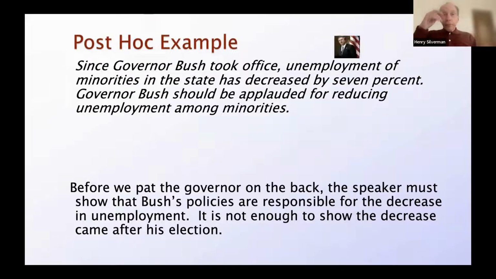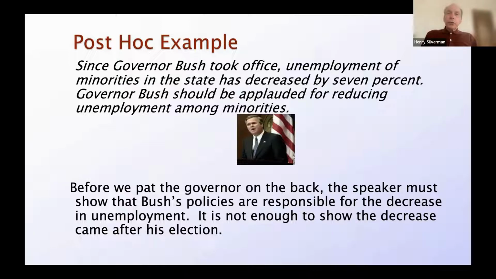So, for example, when Governor Bush took office, unemployment of minorities in his state decreased by 7%. Hence, Governor Bush should be applauded for reducing unemployment among minorities. But before he pats the governor on the back, the speaker must show that Bush's policies are responsible for the decrease in unemployment. It is not enough to show the decrease came after his election.